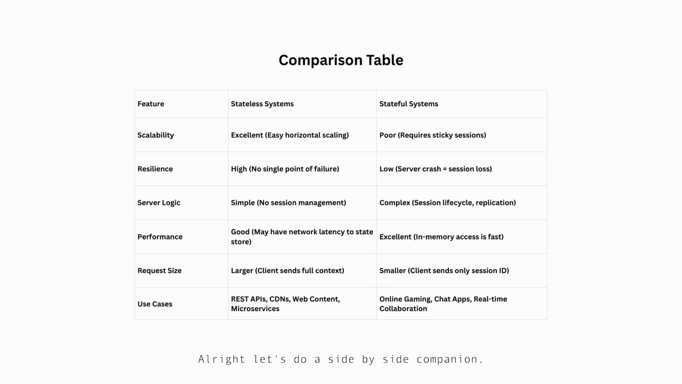Alright, let's do a side by side comparison. When you look at this table, the pattern becomes really clear. Stateless systems are champions of scalability and resilience. They are simple to manage at the server level and are the go-to for most modern web services like REST APIs. Their main trade-off is slightly more work for the client and the need for an external place to put the state.